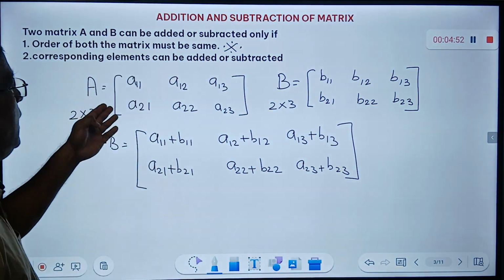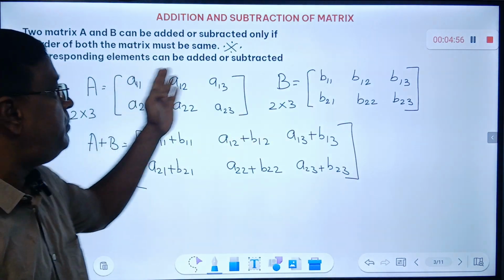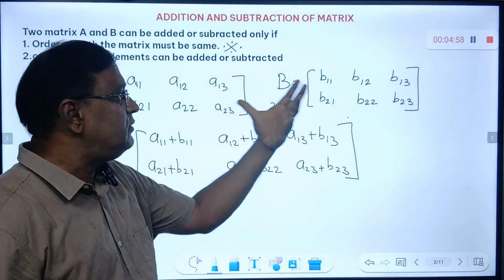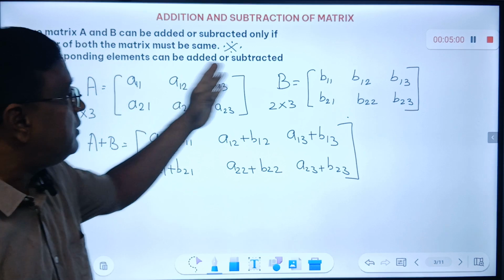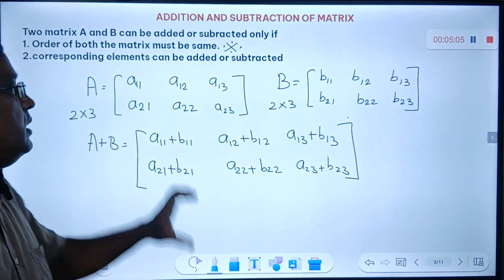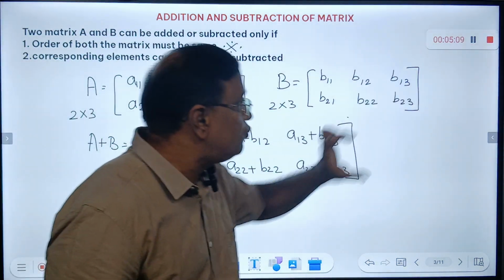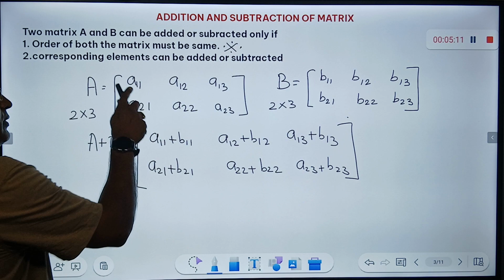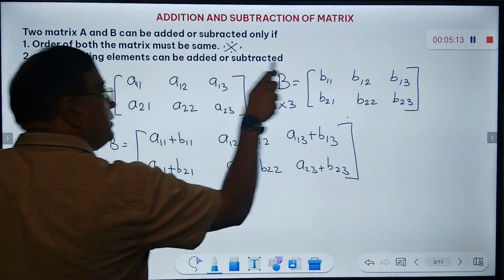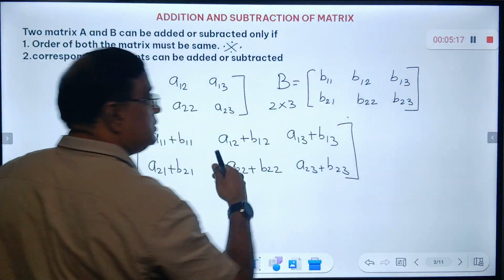Suppose A and B are of different order, it will not be possible for us to pair the elements. Okay, so that's a very simple idea. If you want to pair them, they should have the same number of elements, and also they should be of the same design. Here the design of this matrix is 2 by 3. Here the design of this matrix is 2 by 3. So when I add them, we are able to pair them. See, a11 with b11, a12 with b12, a13 with b13, and so on.